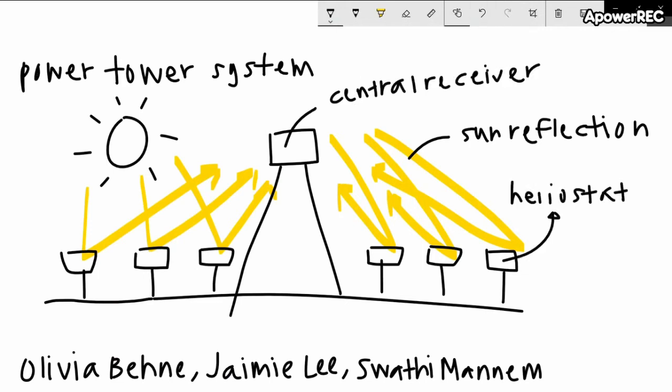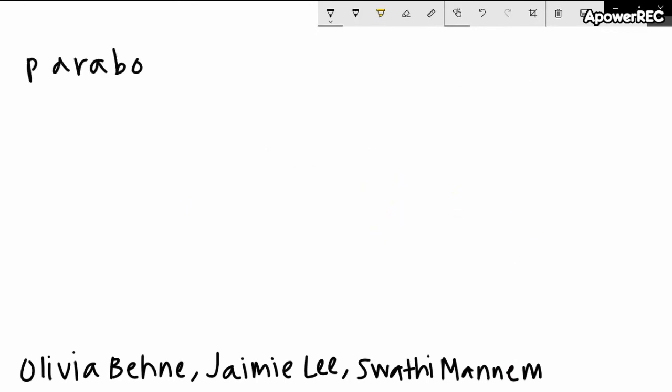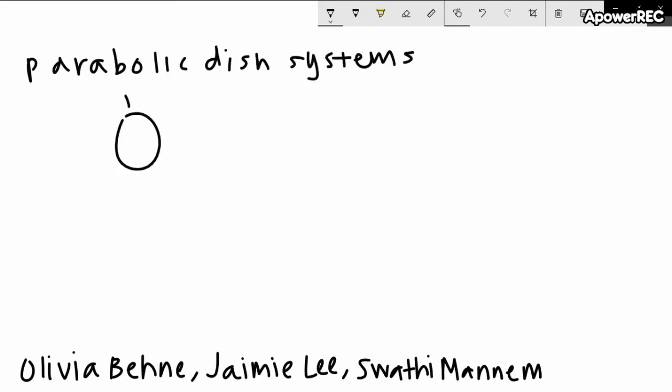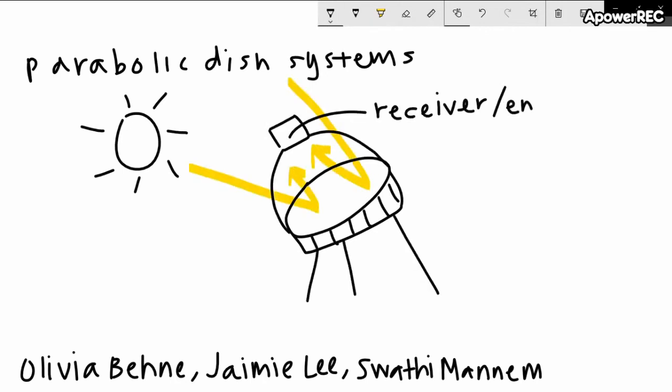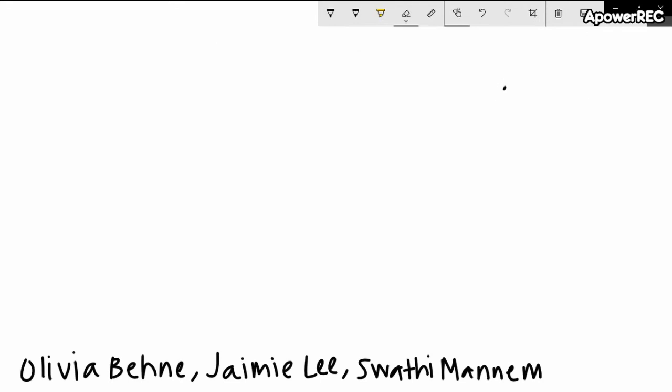And lastly, the parabolic dish system. The parabolic dish system consists of a parabolic dish surface upon which mirrors are distributed. The mirrors are oriented in a way that the sunlight reflections will concentrate on the receiver or engine, as you can see in the drawing.